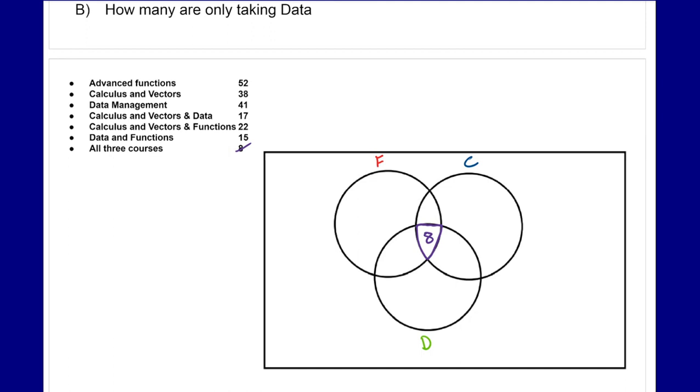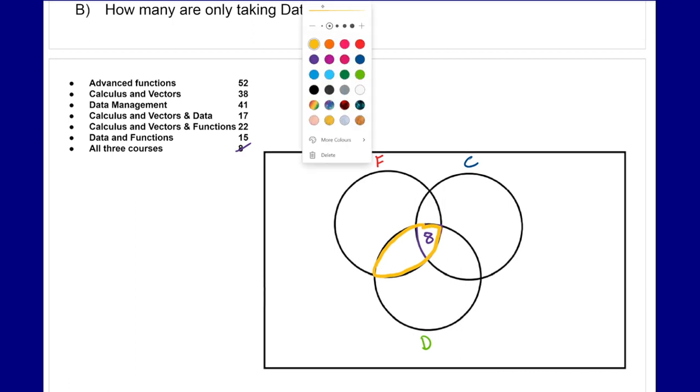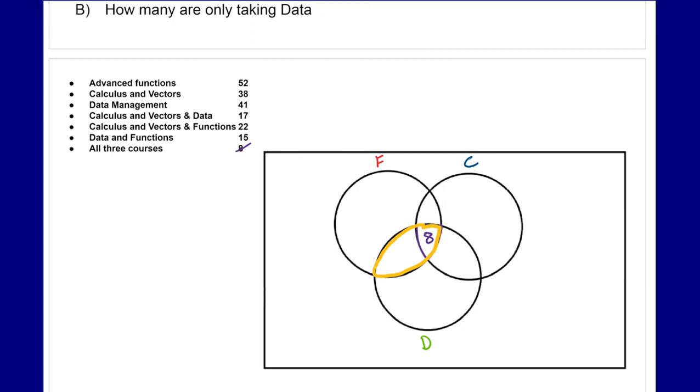Now we're going to start looking at some scenarios where we overlap. It's going to be the same idea. If I look at the next one, data and functions, that represents this part of the graph. In that part, I need to have 15 students. In this case, 15 minus 8 equals 7. So that means there are 7 students that are just taking data and functions, not all 3.